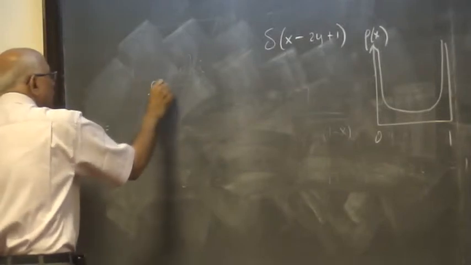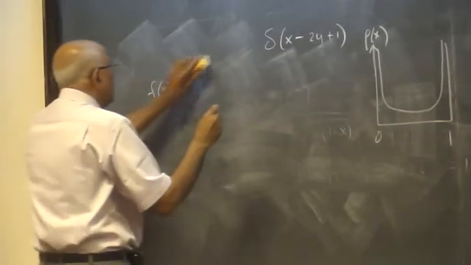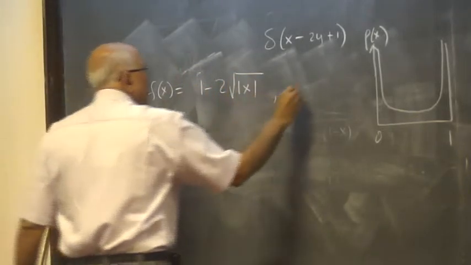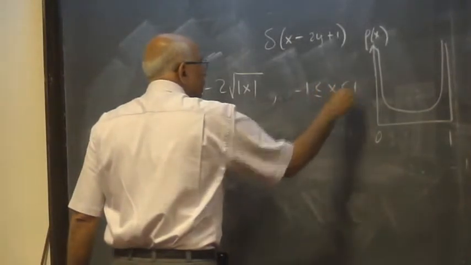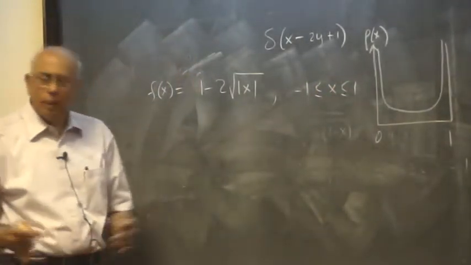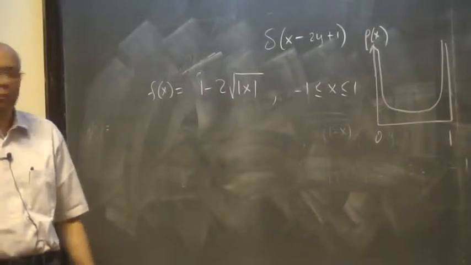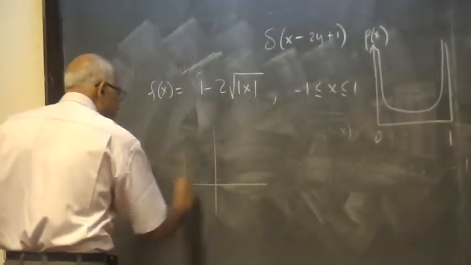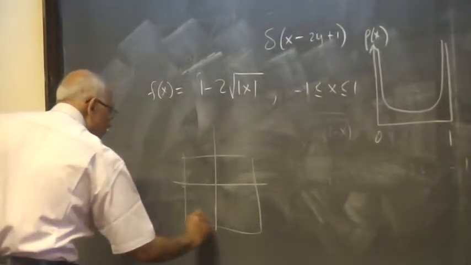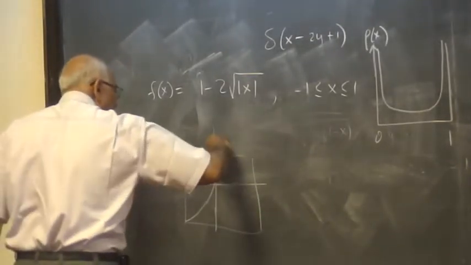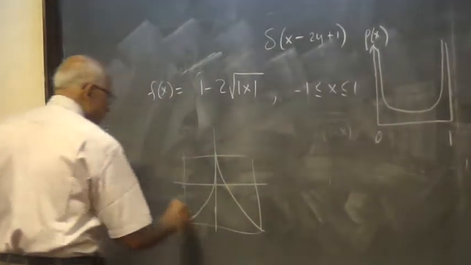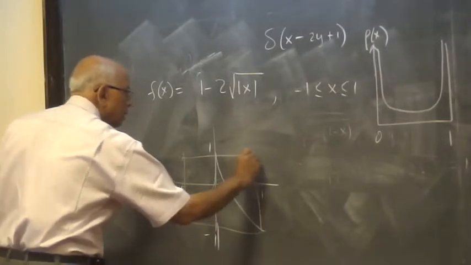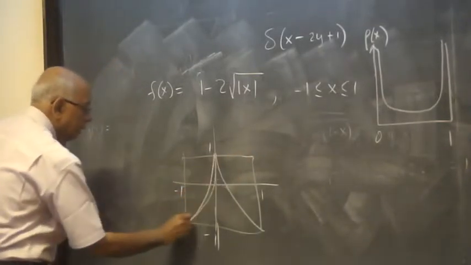So the map is f of x equal to 1 minus twice square root of mod x, for minus 1 less than or equal to x less than or equal to 1. So it's convenient to take the map to run from minus 1 to 1 instead of 0 to 1. And then it's precisely the shape I wrote down earlier. This map starts at minus 1, has a unit tangent there, comes down, does this. So this is minus 1, 1, minus 1. This is symmetric.